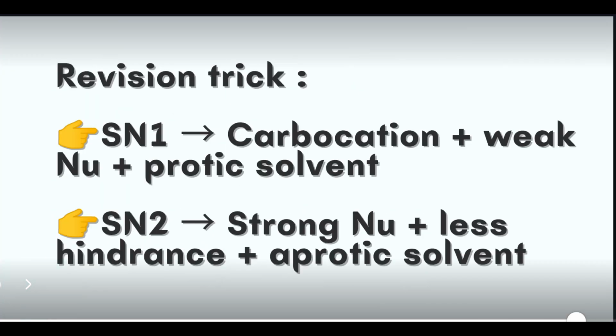Next, let's see the revision sticky. In SN1, the carbocation forms, a weak nucleophile is required and a protic solvent is required. And in SN2, a strong nucleophile is required, less hindrance is required, and an aprotic solvent.